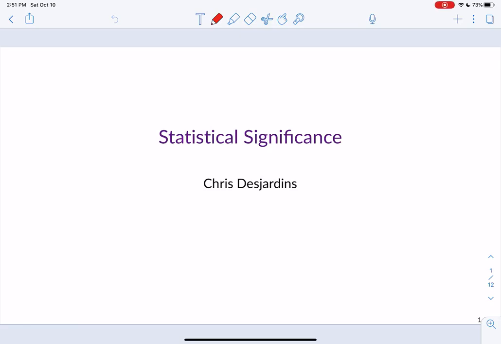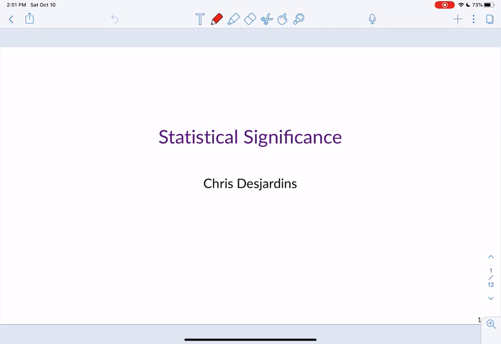Hi, today's lecture is on section 4.3 in the Lock 5 textbook, and this section is on statistical significance. This section expands on the last section, which was on p-values, and lets us get a little bit more information and understanding of whether a p-value is small, what we mean by a small p-value, and ultimately how we can use a p-value to use this language called statistical significance.